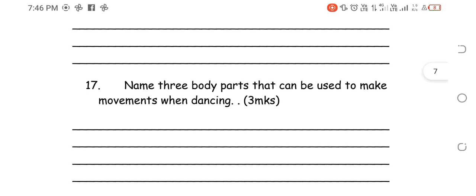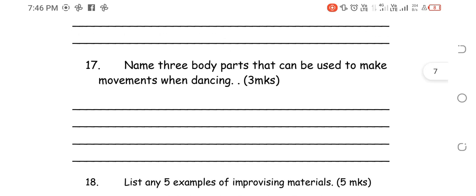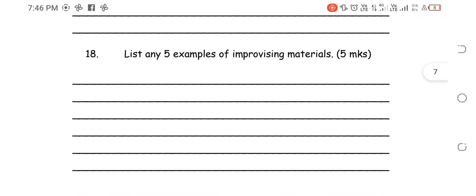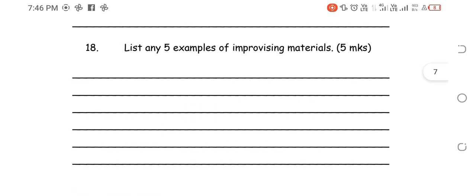Question 17, it says, name 3 body parts that can be used to make movements when dancing. When dancing, when we go to Western, we have Kamabeka, we can use the shoulders, you can use the head, you can use the legs, you can also use the hands and also the waist as you shake. Those are the most common parts that can be used in dancing.